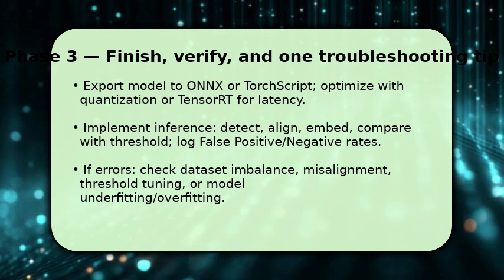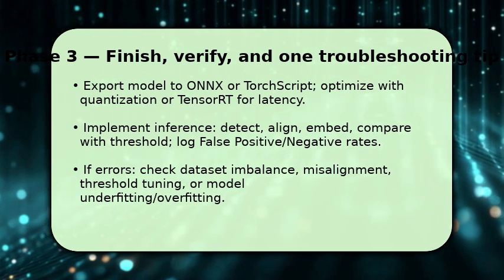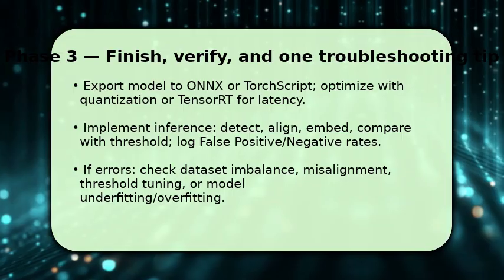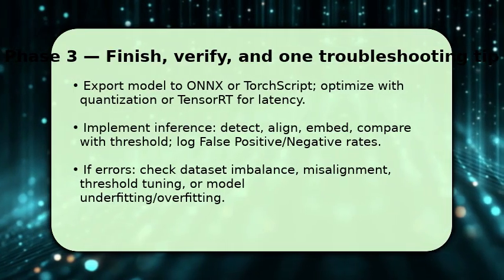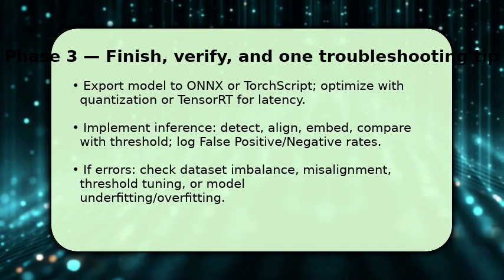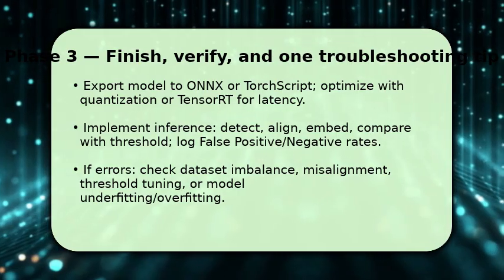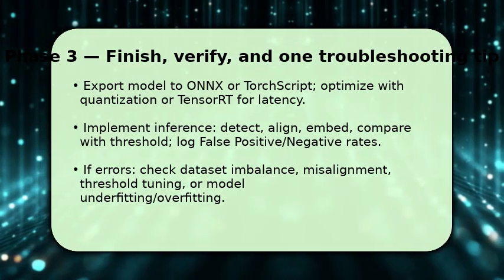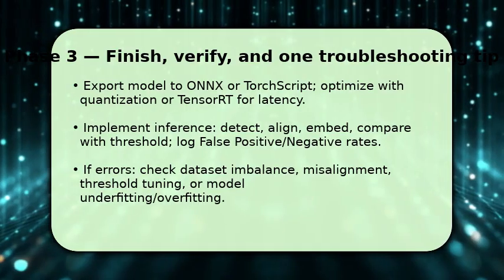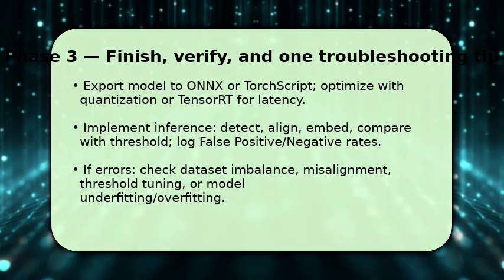If accuracy falters, diagnose quickly. Check for dataset imbalance, poor alignment, incorrect normalization, or wrong thresholding. Retrain with more diverse samples or stronger augmentation. This single troubleshooting tip, inspect alignment, fixes many failures.